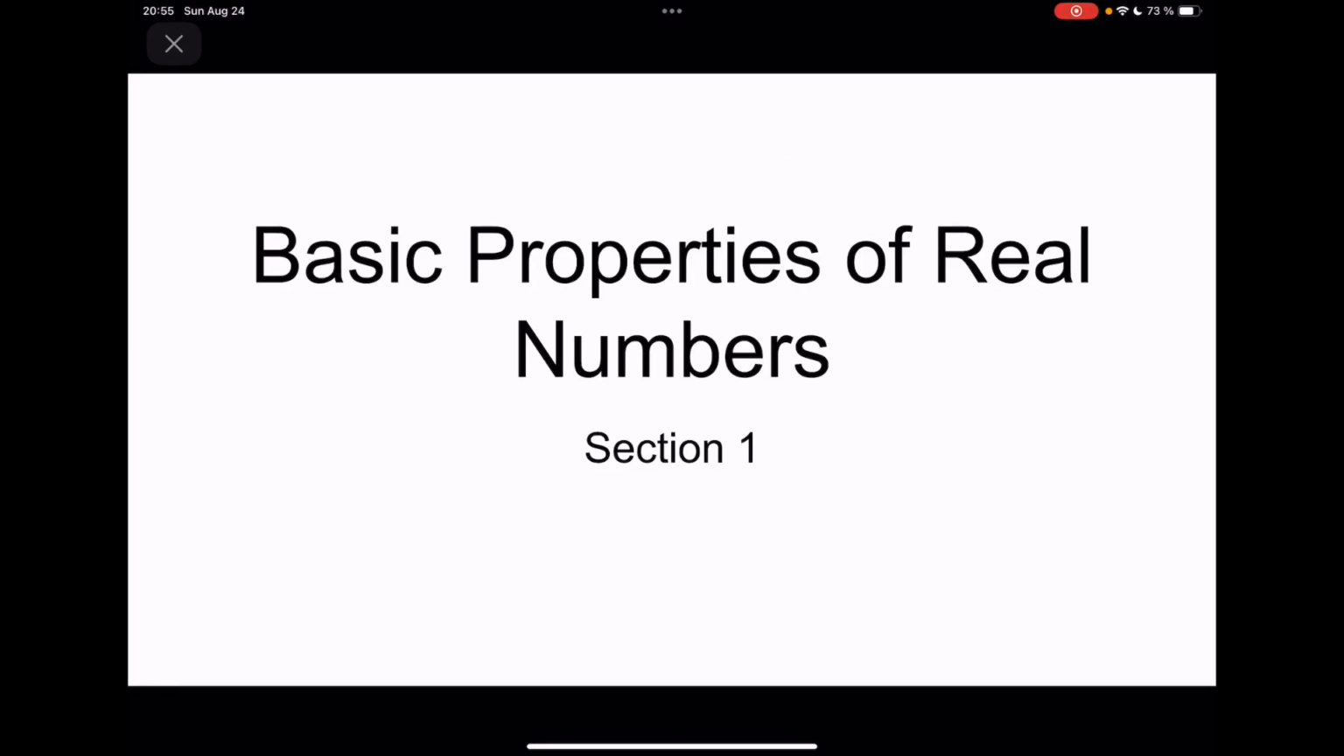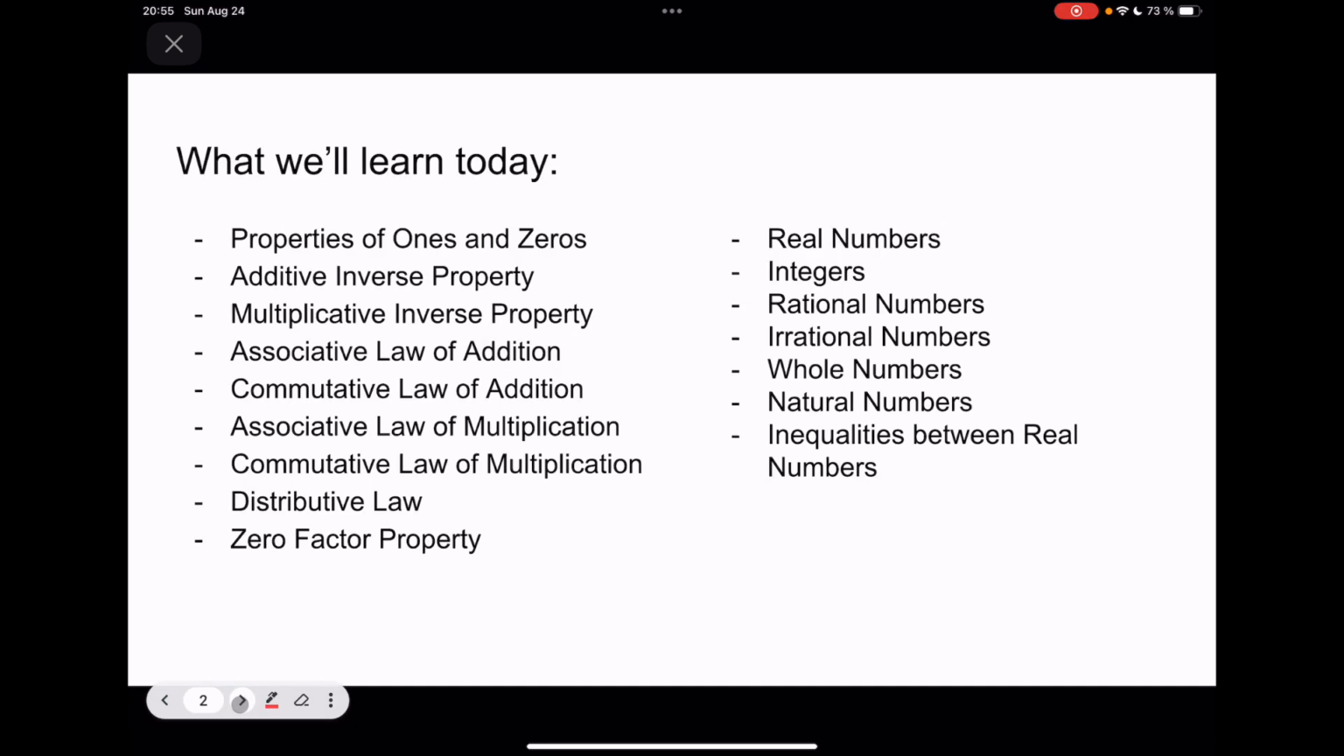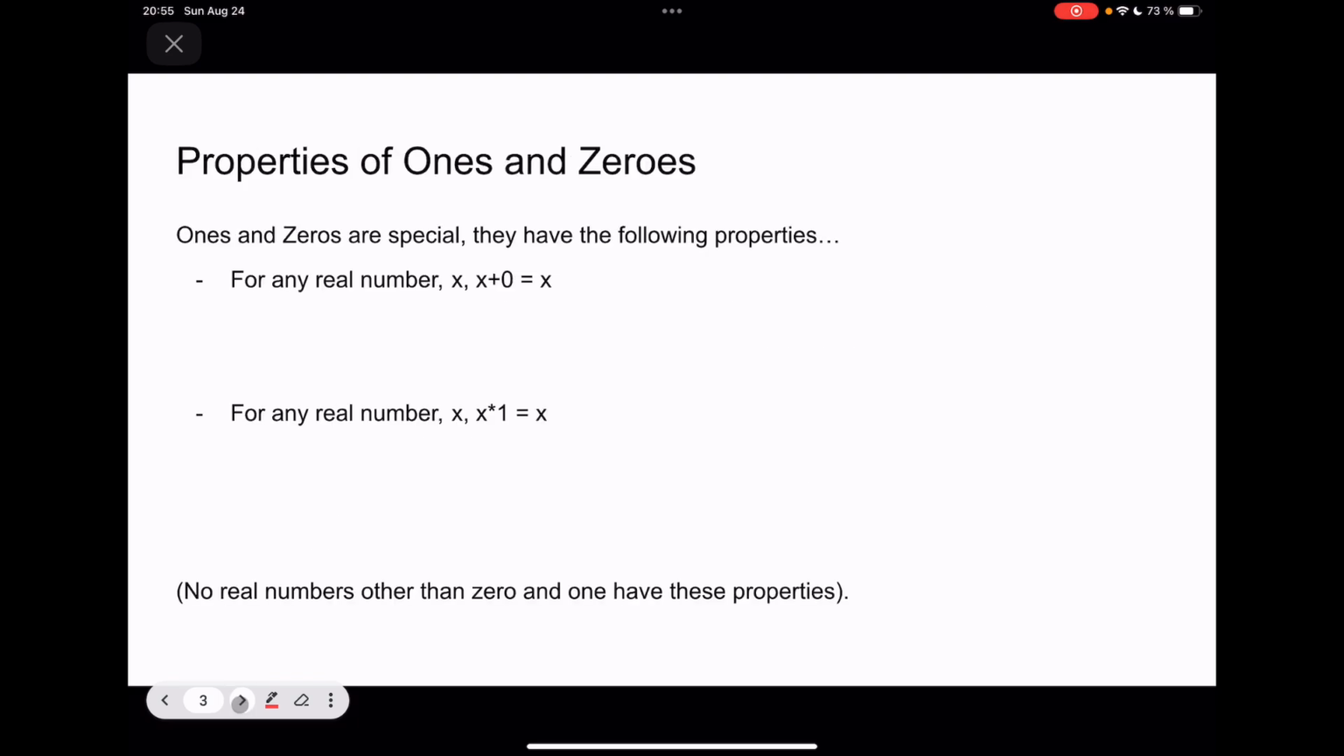Which covers basic properties of real numbers. So we're going to learn all of this, which is in section 1 of the textbook. So properties of 1s and 0s. 1 and 0 are special, so they have the following properties.